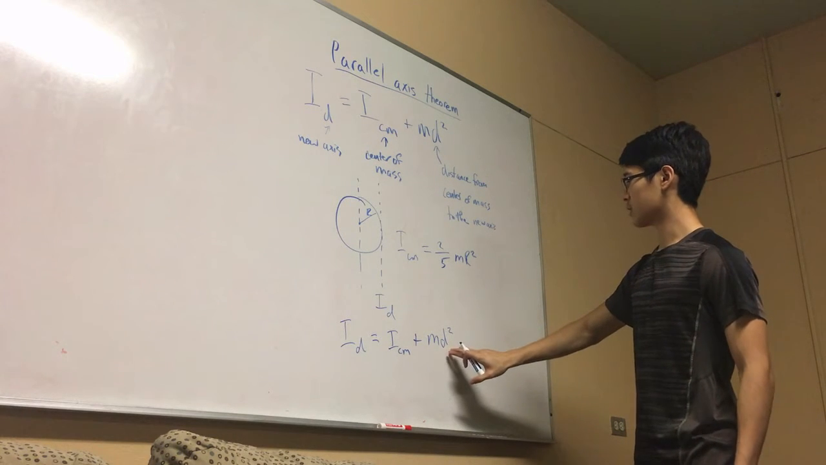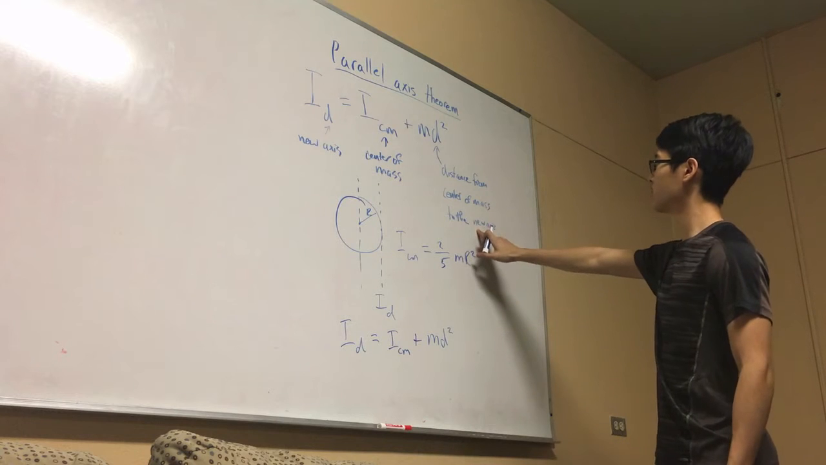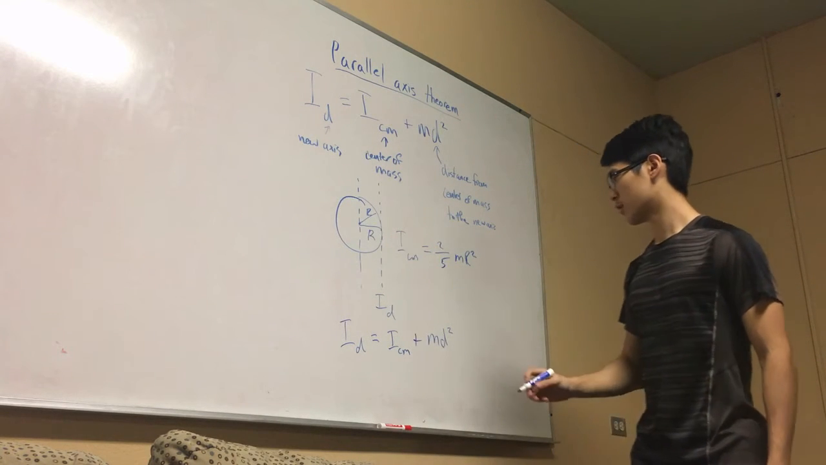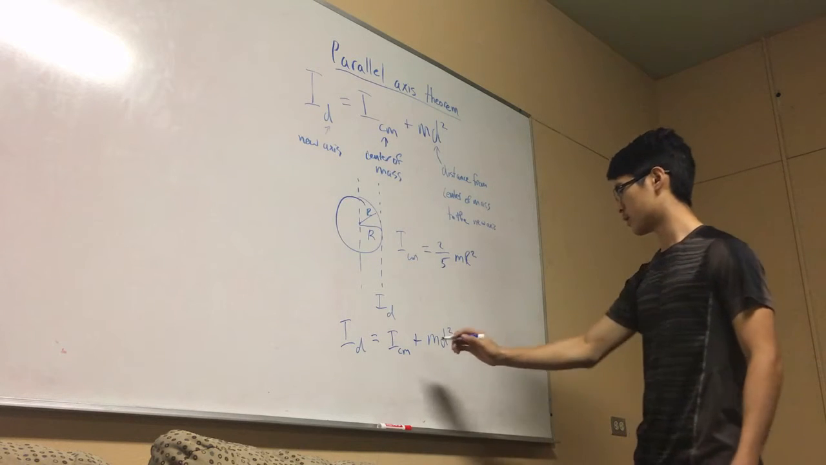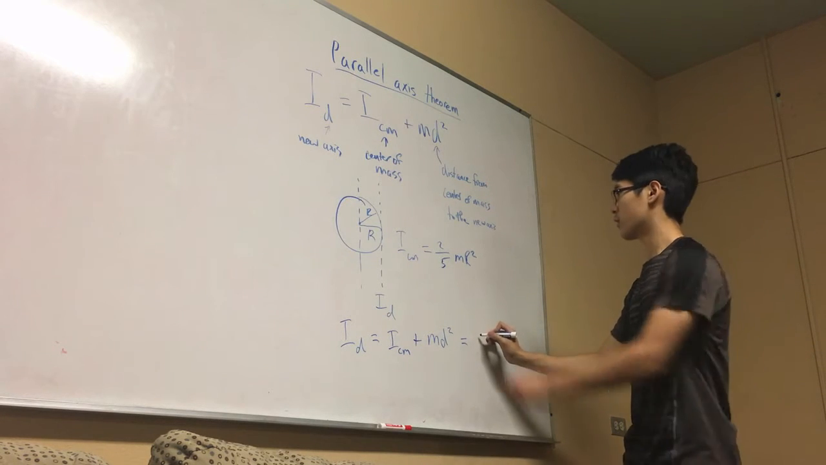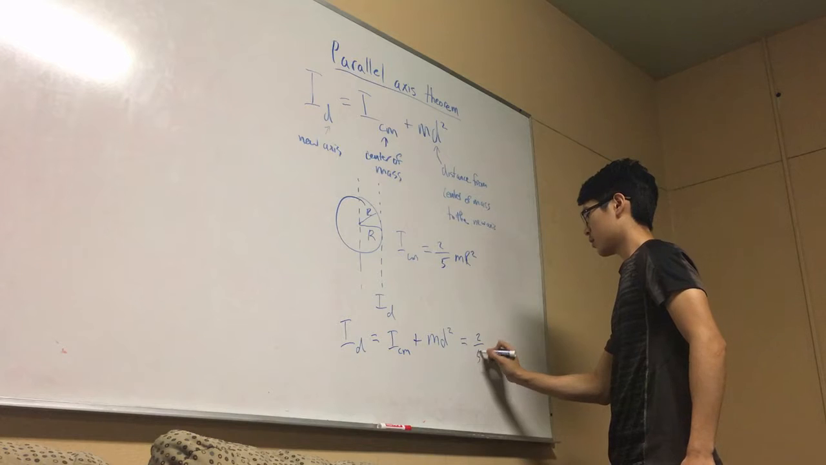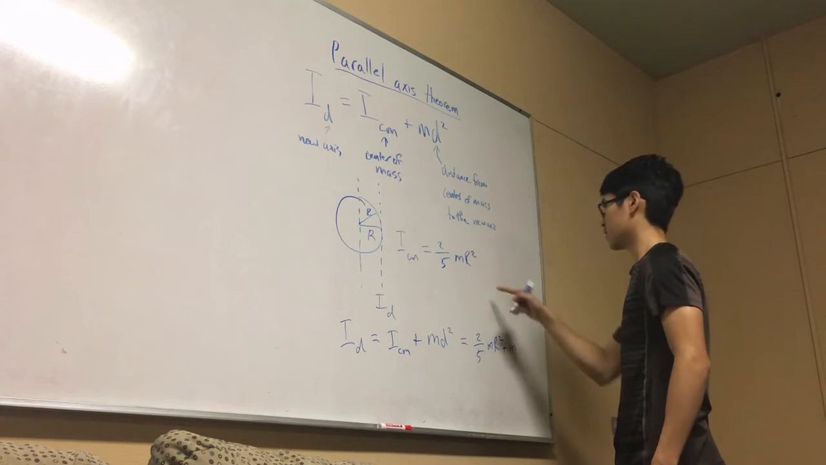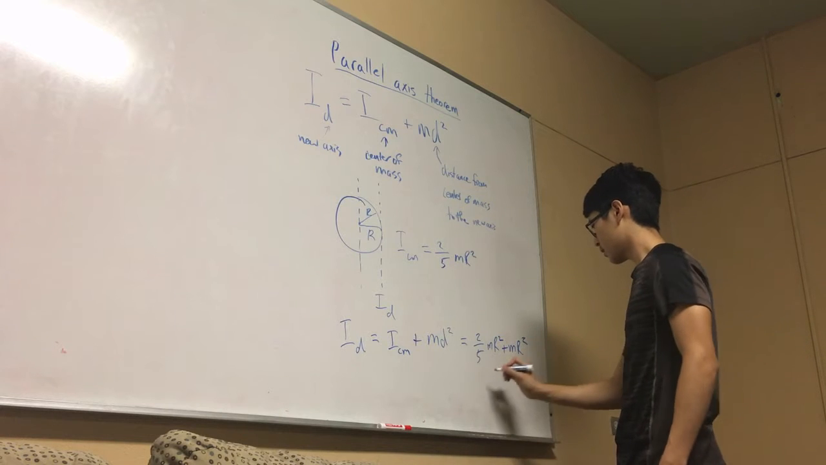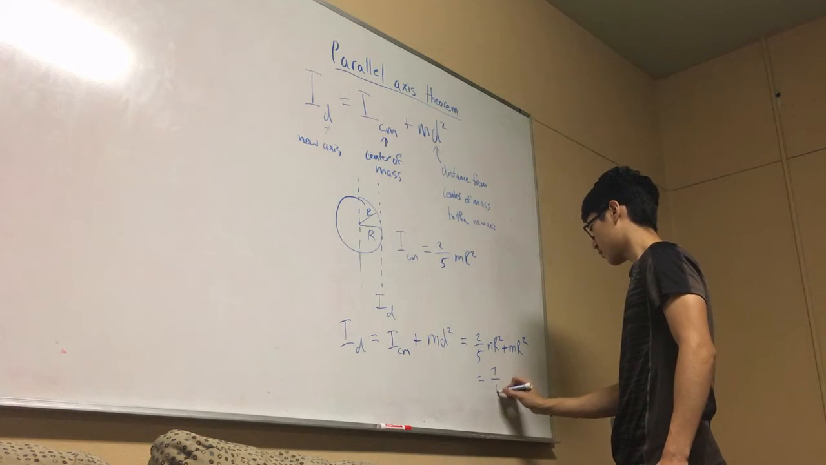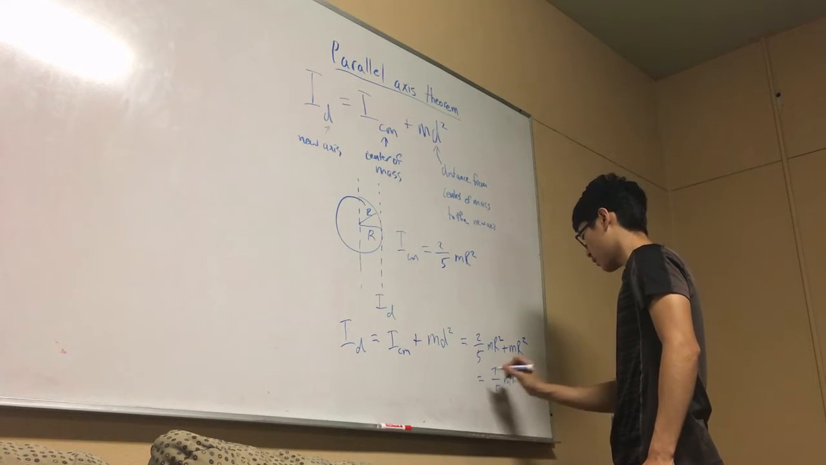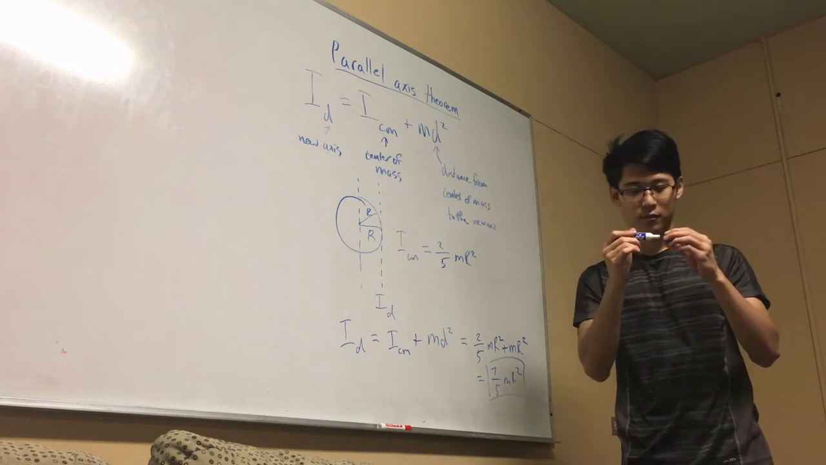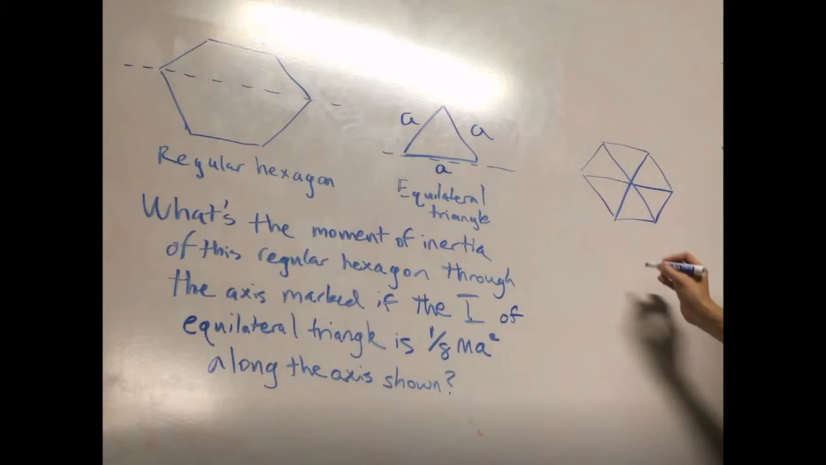Let me go step by step. The distance between the center of mass and the new axis is obviously going to be the radius r. So we know this is the center of mass moment of inertia plus md squared, and d is r, so mr squared. And this will be 7/5 mr squared. This is a pretty useful formula for you to know during the FEO.